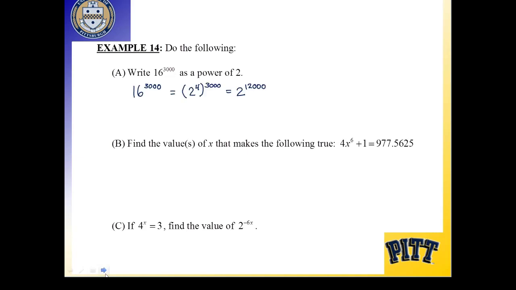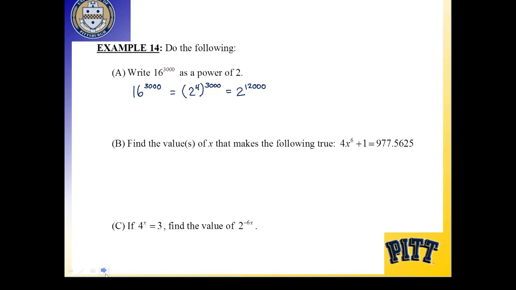So I know that 16 itself is 2 to the 4th power. So I can replace 16 to the 3000 power with 2 to the 4th power raised to the 3000th power. And if I have a power of a power, I multiply the exponent. So 16 to the 3000 power is the same thing as me having 2 to the 12,000 power. I don't know what that number is. It's a huge number.